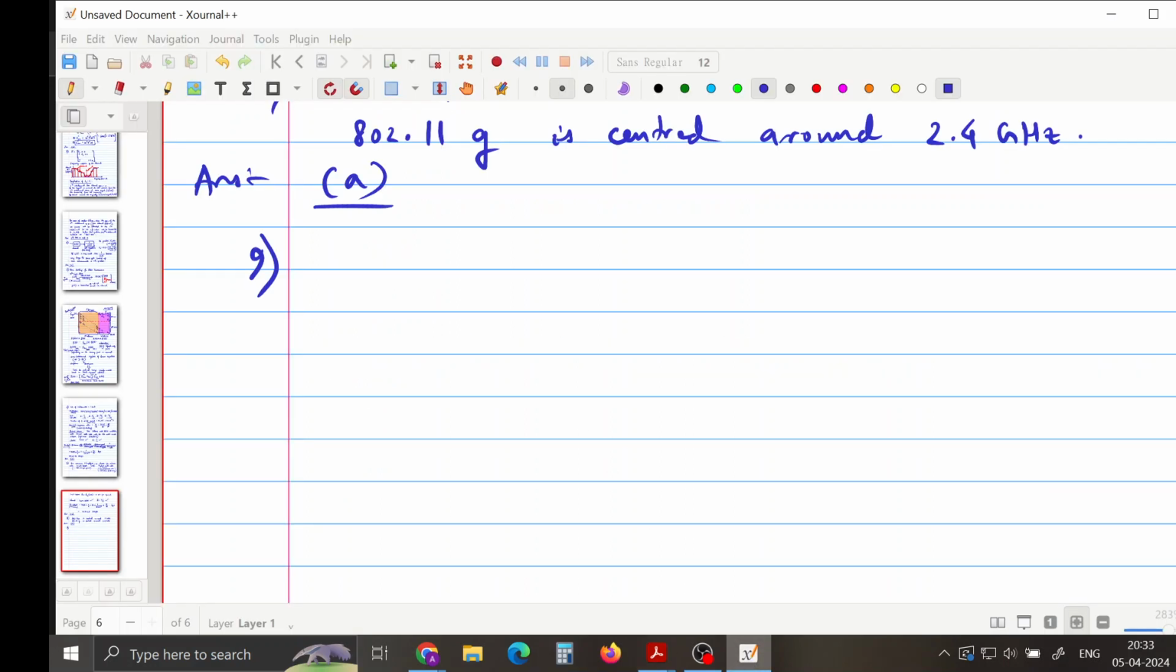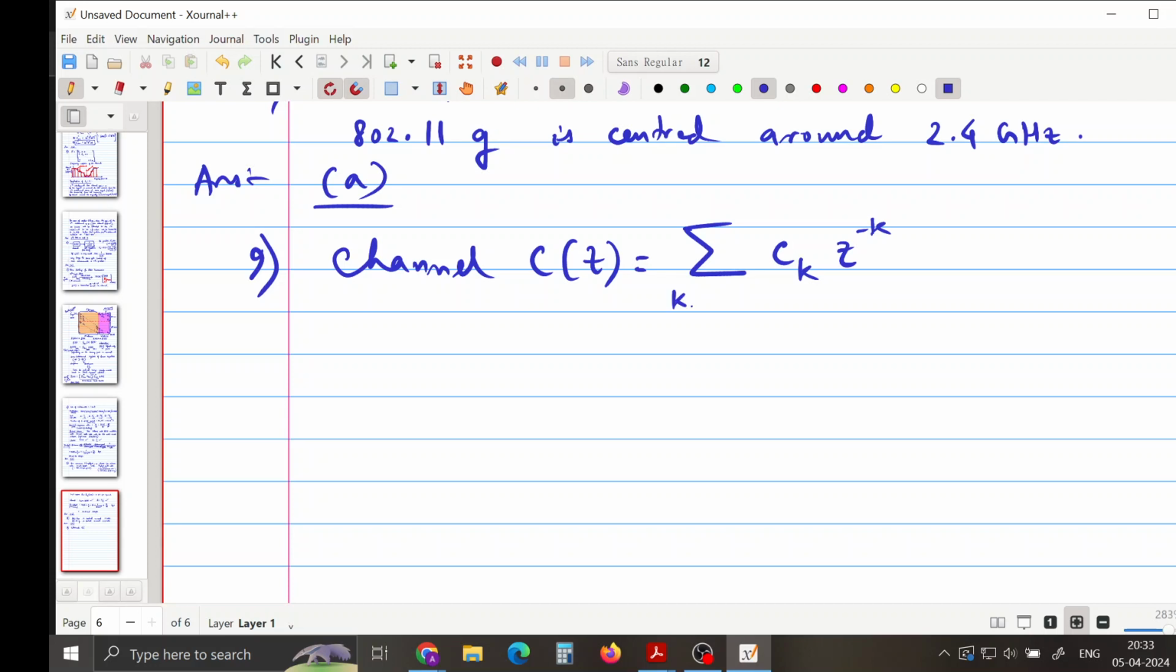Okay, so the solution to this is, let's say you have a channel C of z which has mu plus 1 channel taps. So C_k, the coefficient, times z to the power minus k, and k runs from index 0 to mu. So 0 to mu captures mu plus 1 coefficients or taps. So meaning that the number of channel taps, by the way, this hash is just short for number of, is mu plus 1.